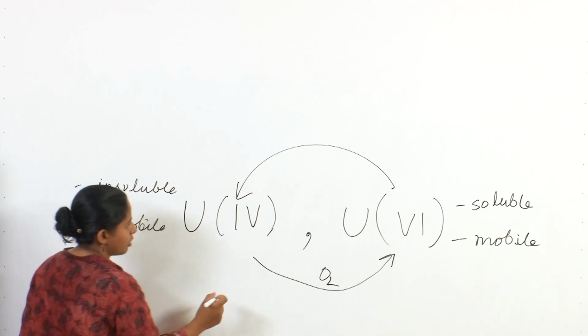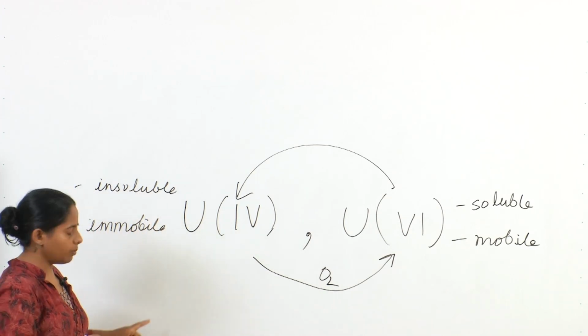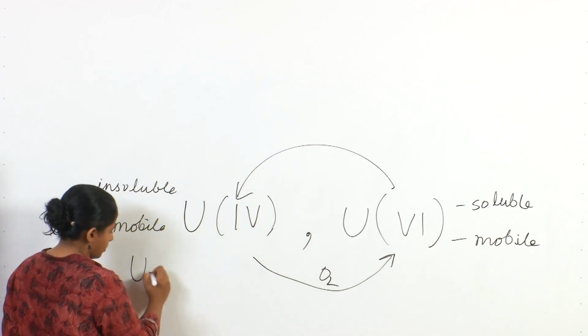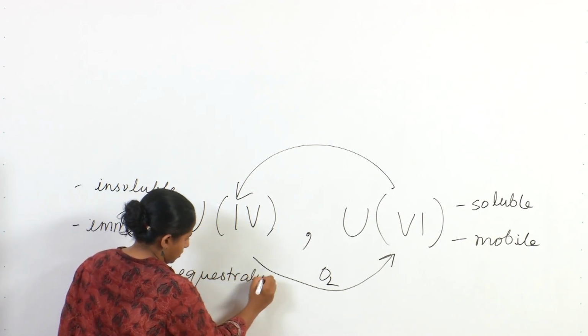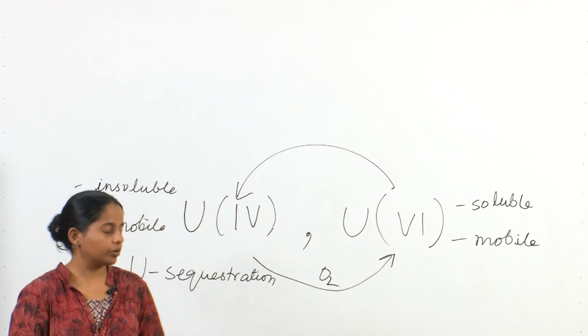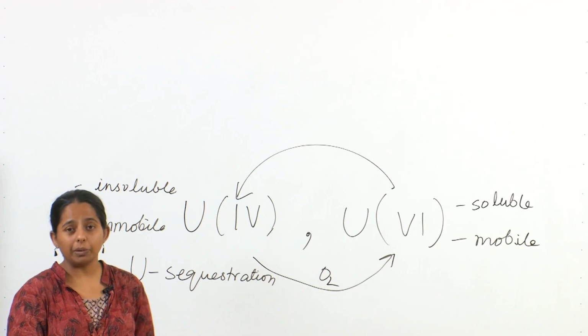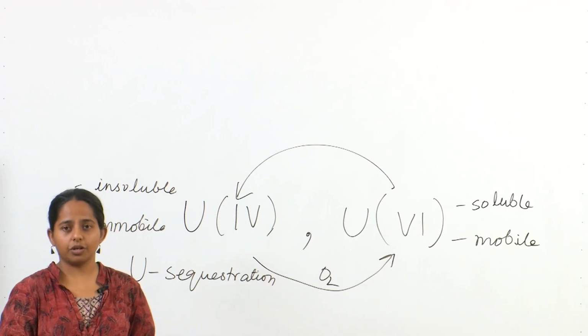This process of converting uranium 6 to uranium 4 to render it less soluble and immobile is uranium sequestration. The earlier approaches for doing uranium sequestration involved chemical reactions where people tried to chemically reduce uranium 6 into uranium 4.